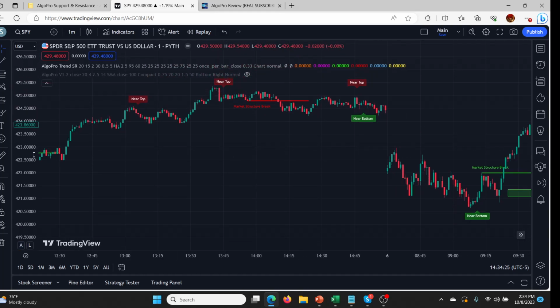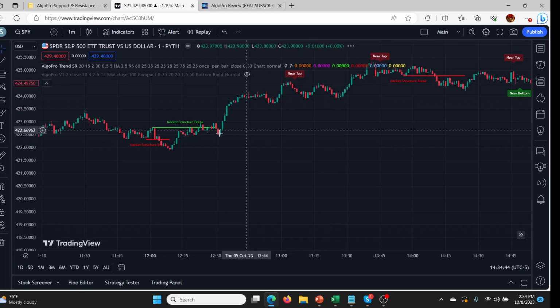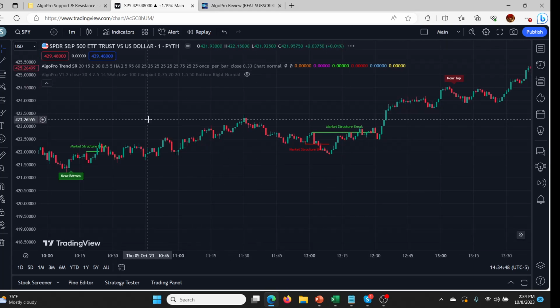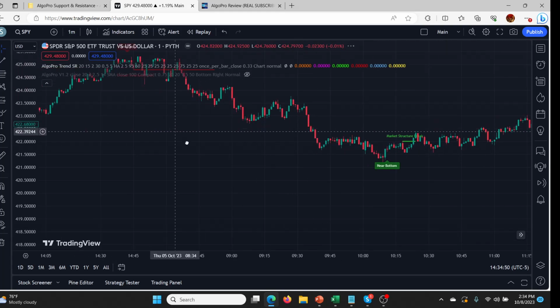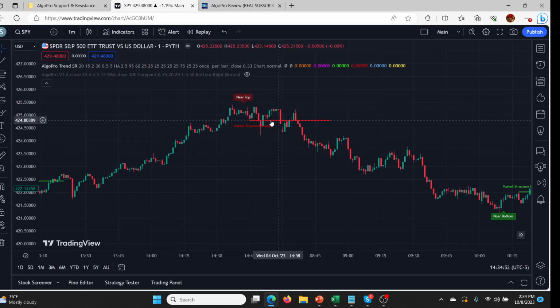Let's go. You can see here we broke through this structure to the downside. Kind of was flat. I wouldn't trade off these signals by themselves, so you can actually set them to not show if you don't want them to. Then we had this huge drop, so this would have worked out pretty well as well. Here's another one, market structure break to the upside, worked really well. So short time frames, this works really well.